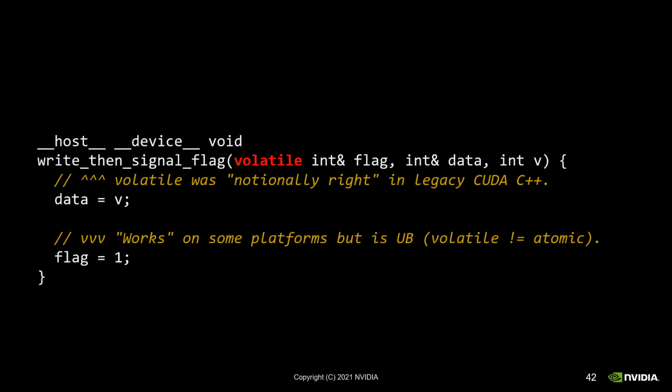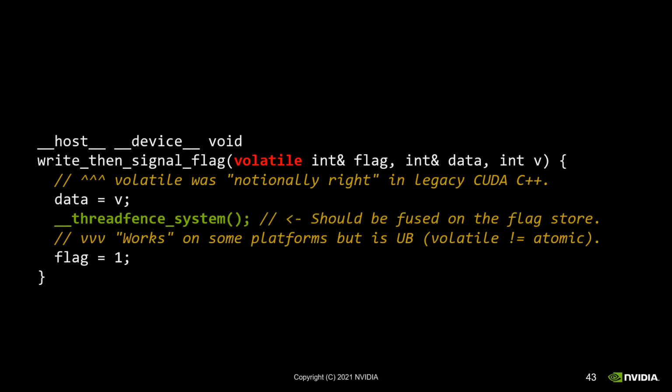Before standard C++ atomics, you might try to use volatile stores to set the flag. This isn't sufficient though, because volatile doesn't actually guarantee atomic semantics. It's not safe for inter-thread communication. Even if volatile happens to work on some systems, it might break in the future, and it certainly won't be portable to other platforms. Volatile is not equal to atomic. There's also a subtle bug here. We forgot to add an explicit fence.